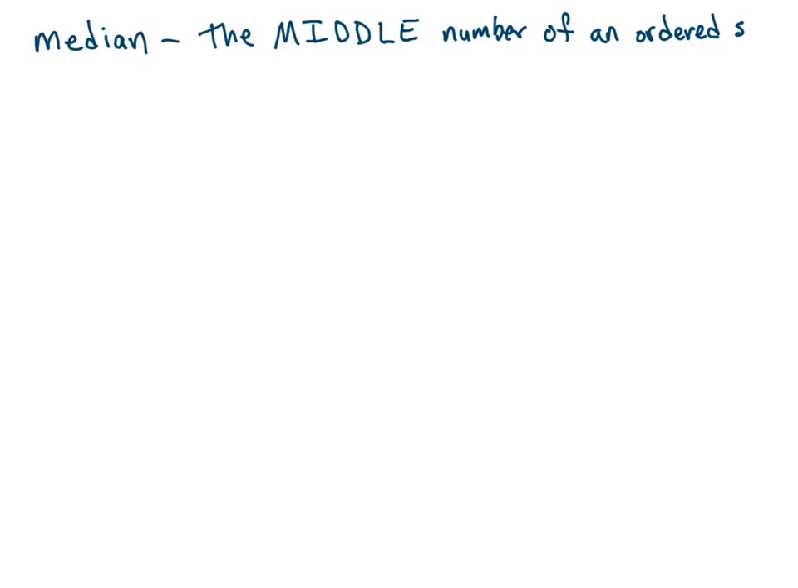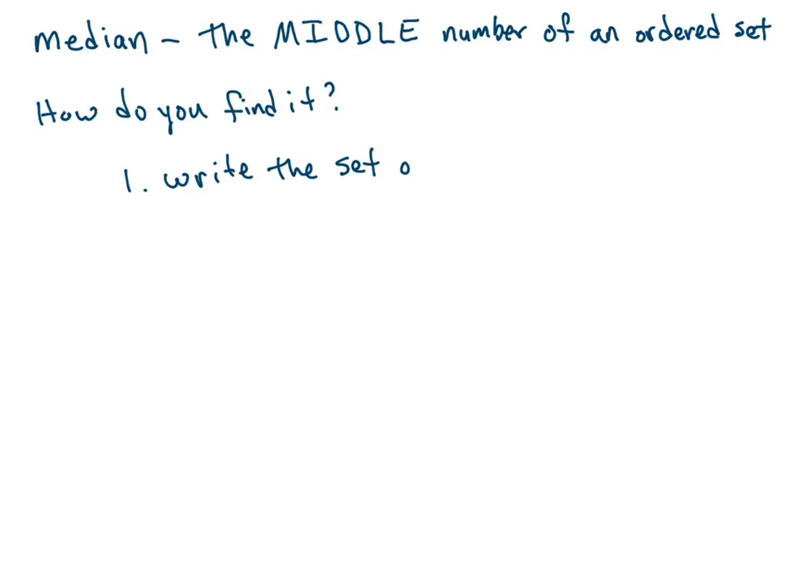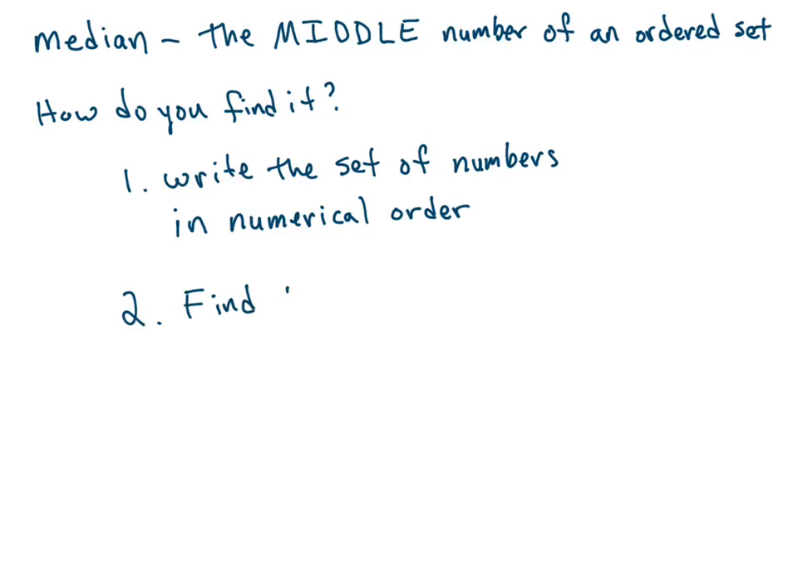And the median is going to be the middle number if we have it in order. It's the middle number of an ordered set. So how do we do this? There's, once again, two steps to doing this. The first step we're going to have to do is write the data set in numerical order, so we want it to go from smallest to largest using all of the numbers. The second thing we're going to do is find the middle number that's in that set.